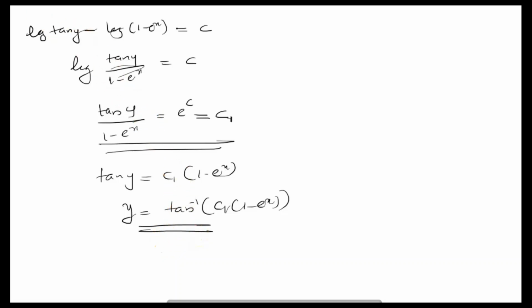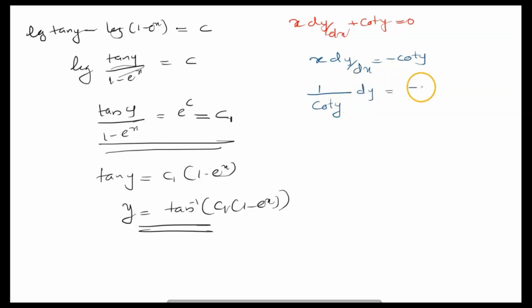Now let's solve the next problem. x dy by dx plus cot y equal to 0. So let's separate the variables. x into dy by dx equal to minus cot y. Now this is the dy term, so let's take cot y this side. 1 by cot y dy is equal to minus 1 by x dx.